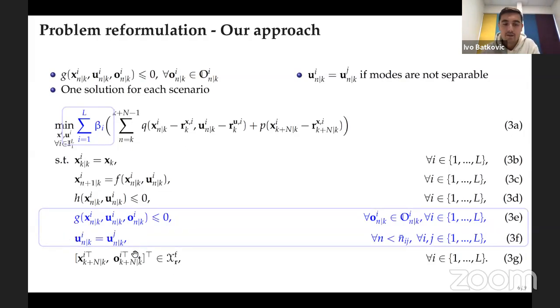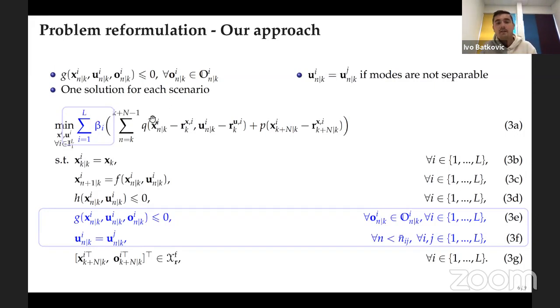Furthermore, we constrain the control inputs for the different scenarios to be the same, as long as we can't distinguish the modes or the scenarios anymore. And lastly, we use this safe robust invariant set to ensure, in the proofs of the paper, that this formulation will be recursively feasible. So what actually happens with this formulation? Well, the first thing is that this part over here with the sum of probabilities approximates the expected cost of the closed loop.